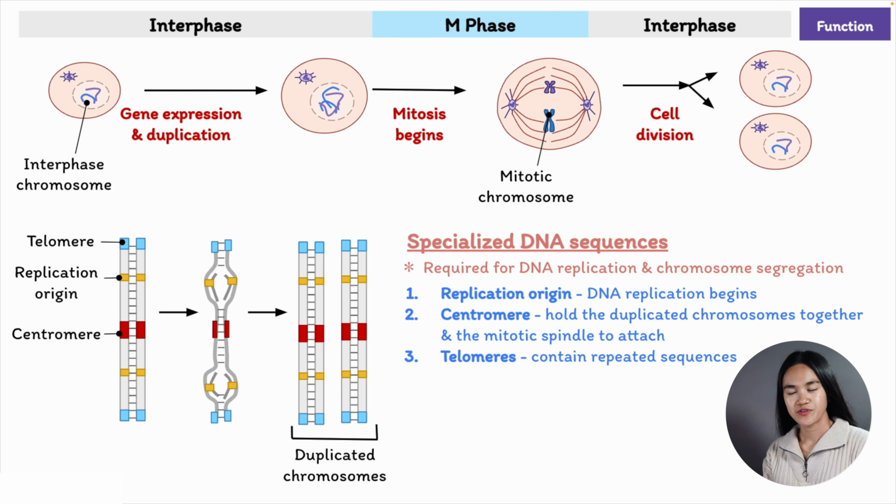Okay, so these are the three specialized DNA sequences required to produce a functional chromosome that can be replicated and then segregated. We have the replication origin, the centromere, and the telomeres. Now, comparing interphase chromosomes to mitotic chromosomes, they're much longer and finer. But even though interphase chromosomes are less dense than mitotic chromosomes, they are still tightly packed and more extended.